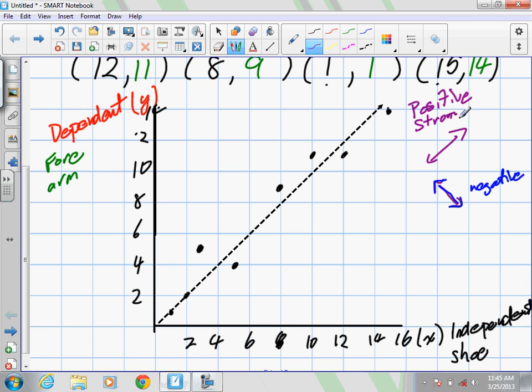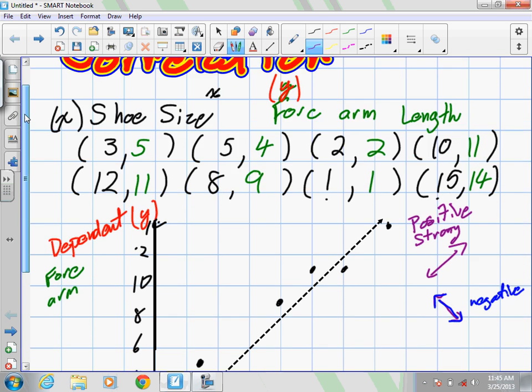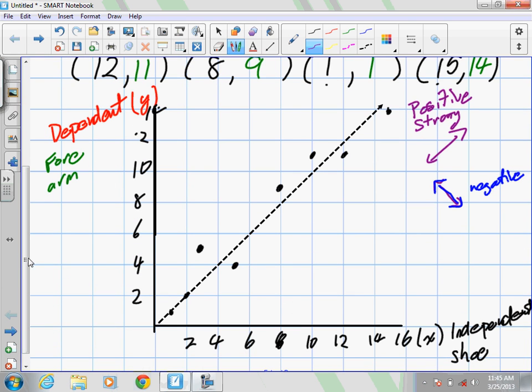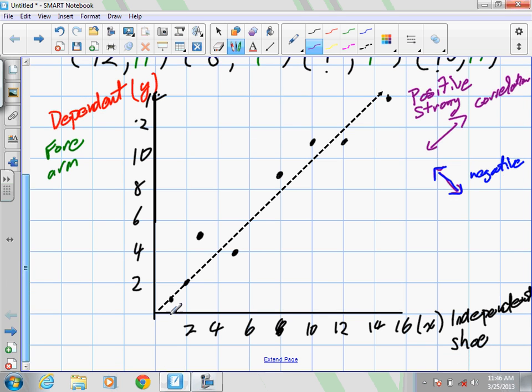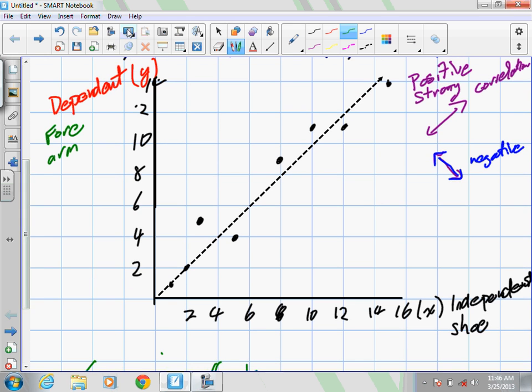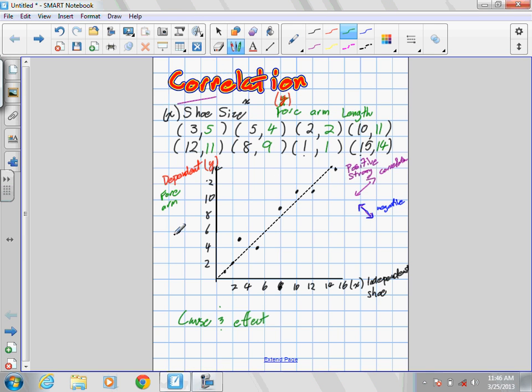Now, just because there's a correlation, it doesn't mean, remember we were talking about this at the beginning, that this is a cause and effect relationship. So yes, a positive strong correlation. Okay, positive strong correlation. Now what I want you guys to think about is cause and effect. Okay. So, remember we were talking about this at the beginning when we were thinking about our independent and dependent variable. Does one cause the other?